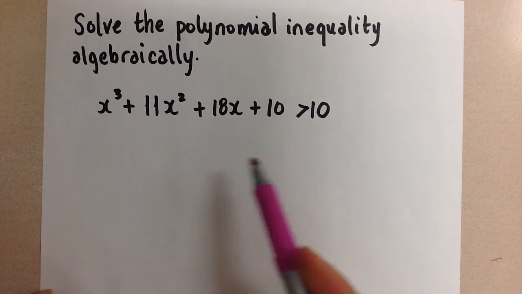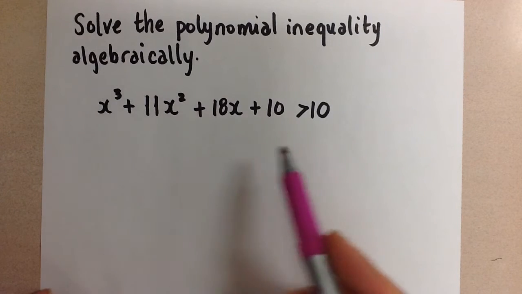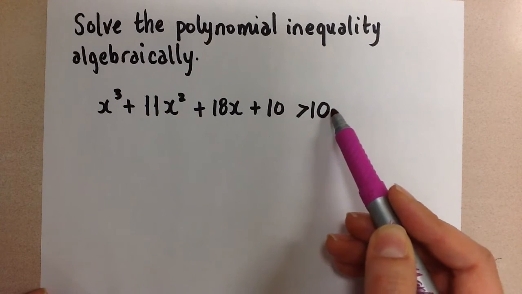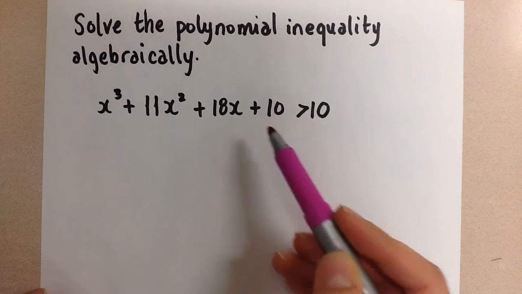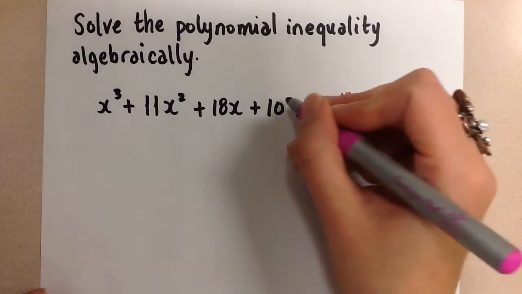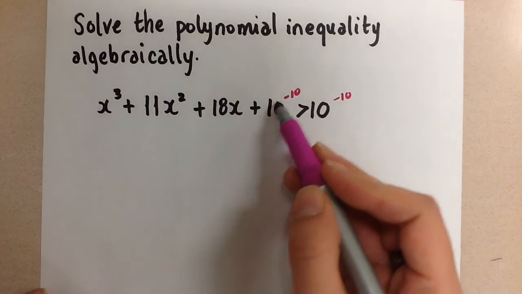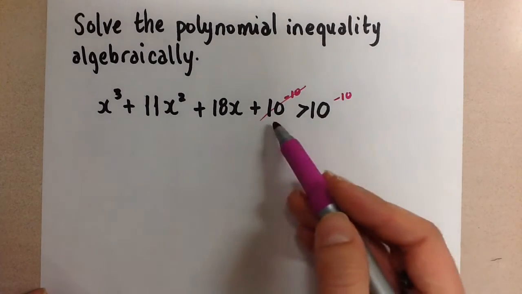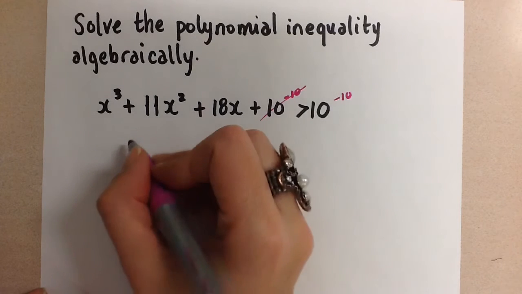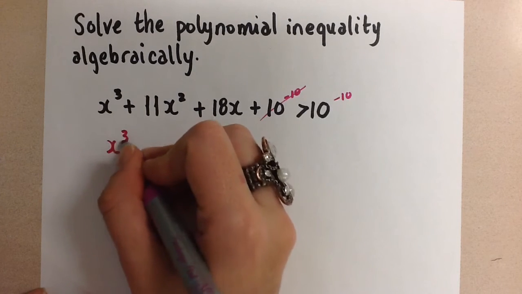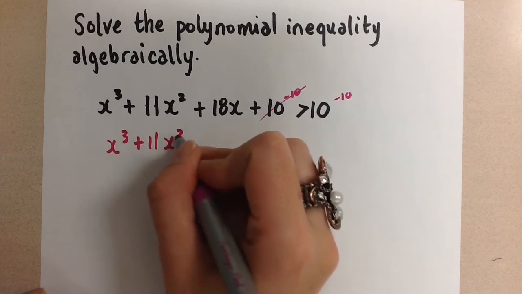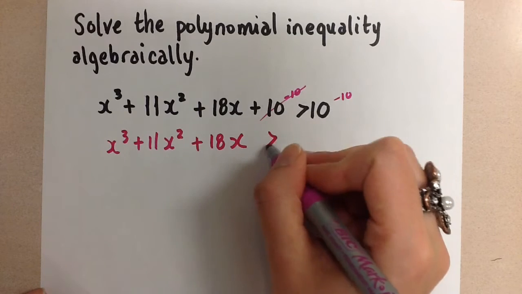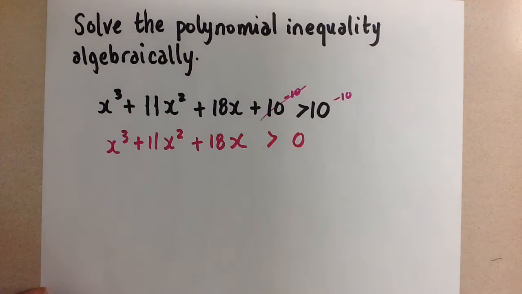When we solve for the zeros of the polynomial, we need one side to be equal to 0. We're going to take this 10 and subtract it to bring it over to the other side. When I do minus 10 here, I have to do it on the other side, and you'll see that the plus 10 minus 10 cancel, and we'll have 0 on the other side. So let's rewrite what we're left with: x cubed plus 11x squared plus 18x is greater than 0. So this is what we have now.